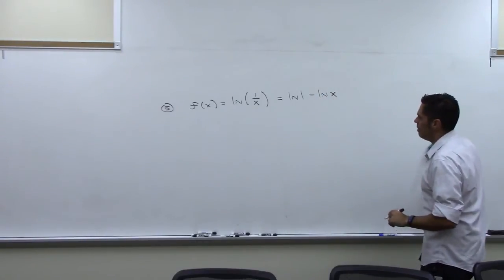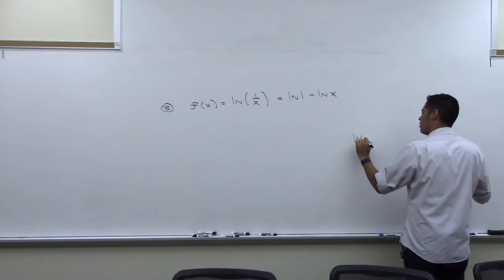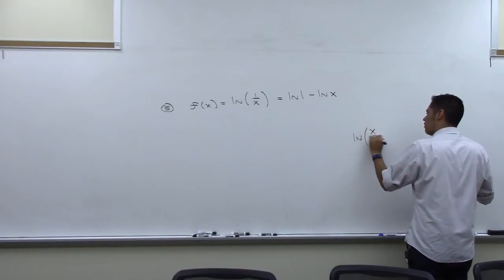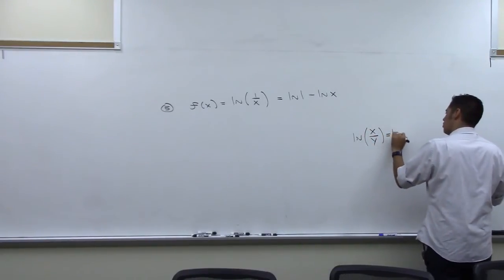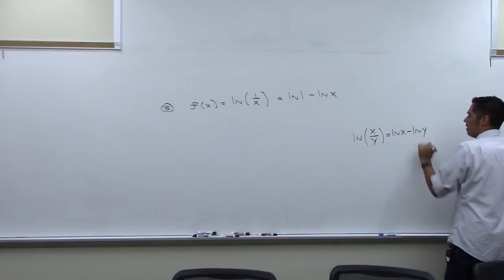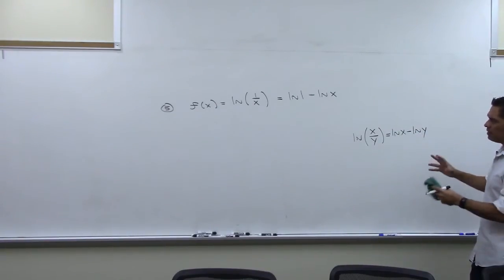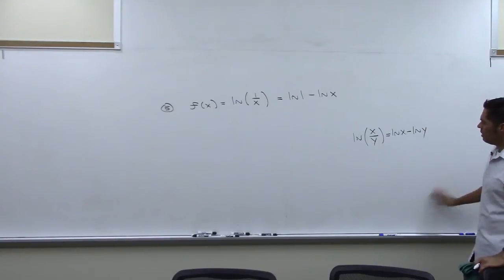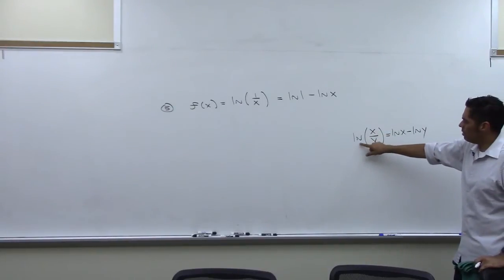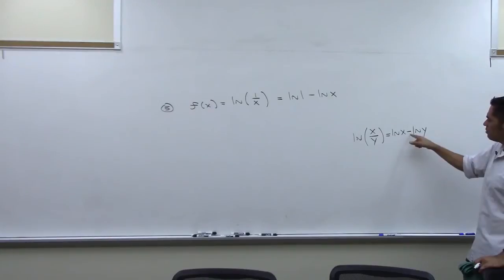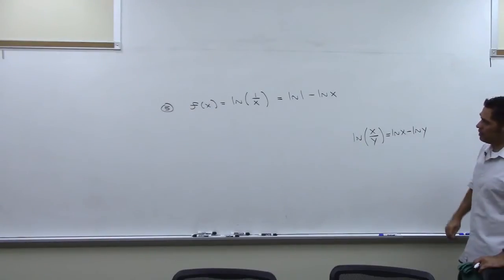So what I did there is I used, again, a property from college algebra. You have natural log of x over y is equal to natural log of x minus natural log of y. We used this in college algebra when we were doing something called expanding and condensing log expressions. If you have division inside of one log, you can split it into 2 logs with subtraction between them. That's what I've done here.